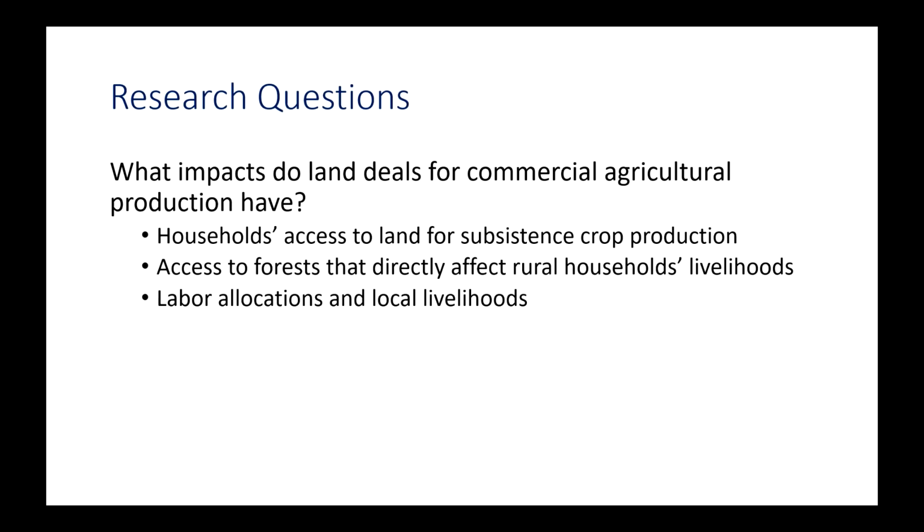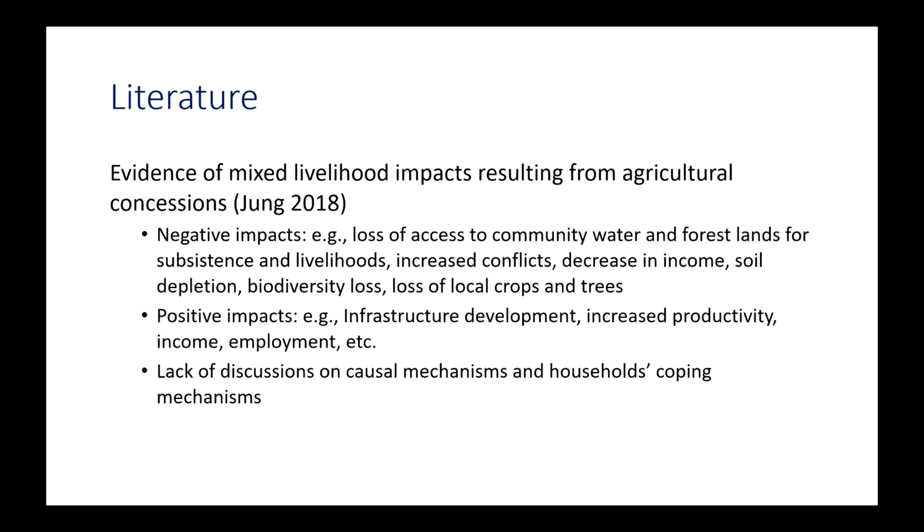So I'm going to look at the households' access to land for subsistence crop production, and also access to forests, and as a mechanism looking at the labor allocations and also local livelihoods. In the literature, I've written a review piece in 2018 looking at the impact of these concessions. There are mixed impacts, negative and positive. But what I find is that there's really a lot of discussion on causal mechanisms and how households are coping with this external shock given by the presence of the agricultural concessions. That's what I feel we are filling, this gap in the literature.